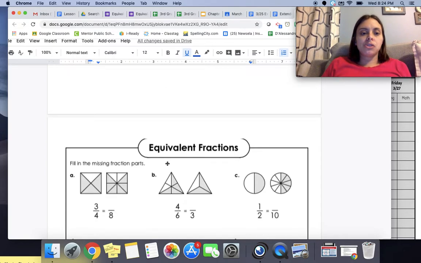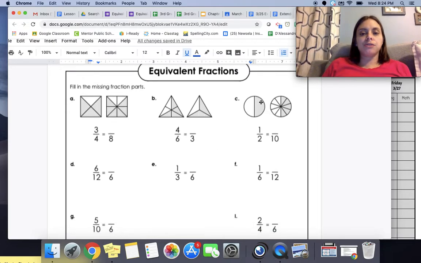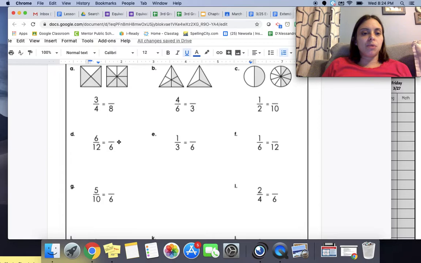Okay, so the first 3 problems on this equivalent fractions worksheet already have picture models for you. So I'm not going to go over those because it's pretty self-explanatory. You should be able to look at the picture to help you solve them. We're going to start with letter D, and we're going to work through that together. We're going to work through a couple problems together, and then I'm going to have you complete the rest on your own.